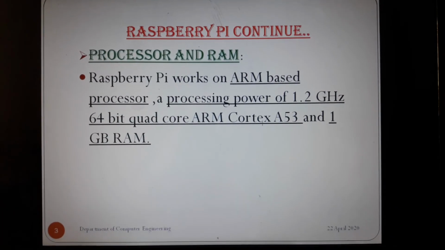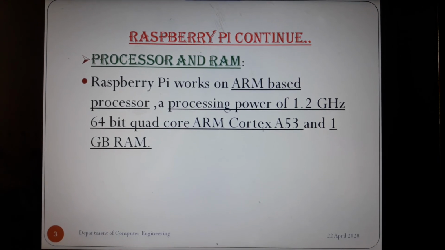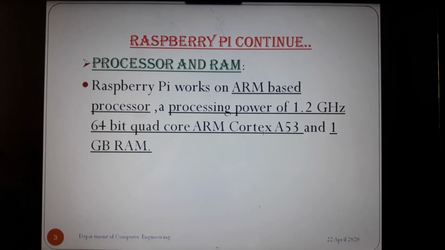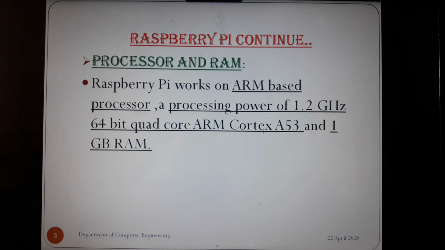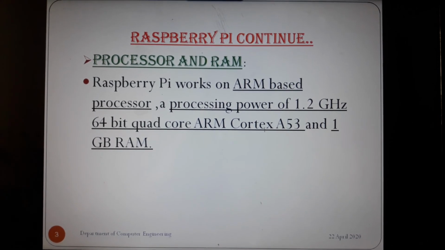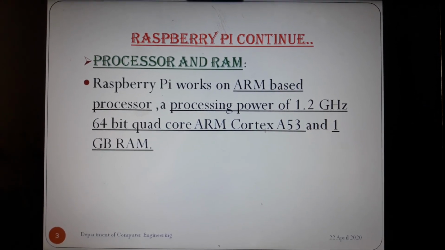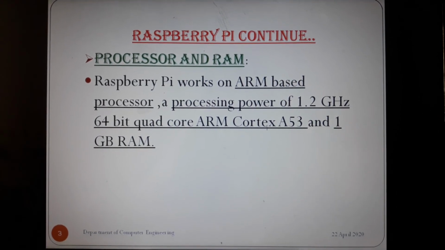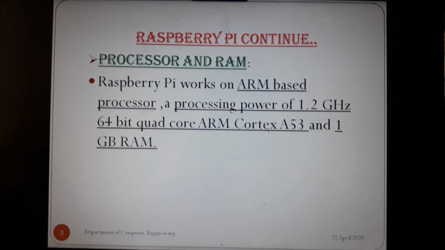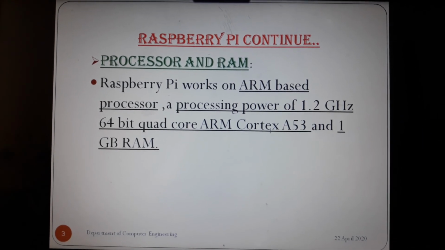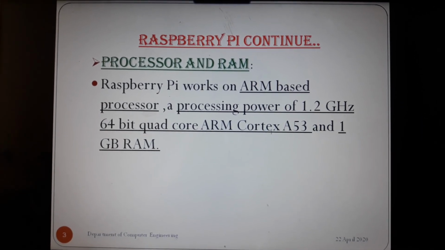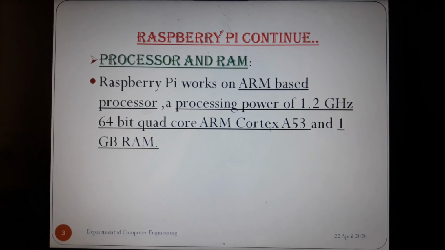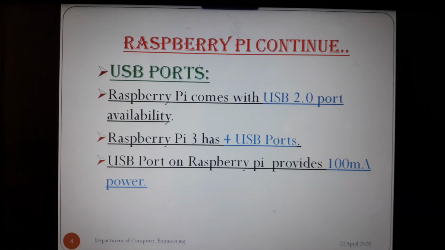So Raspberry Pi works on an ARM based processor. Generally we use an Intel processor in the Windows operating system, but for the Raspberry Pi we use an ARM based processor. So, a processing power of 1.2 gigahertz, 64-bit quad core ARM Cortex A53 and 1 GB of RAM.